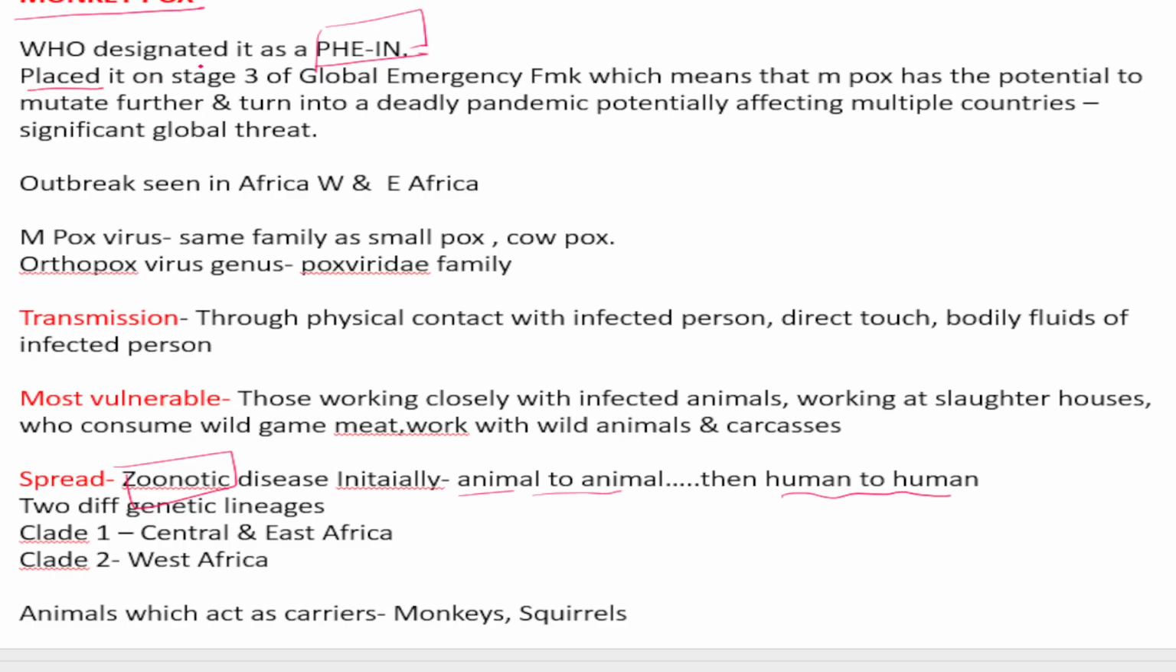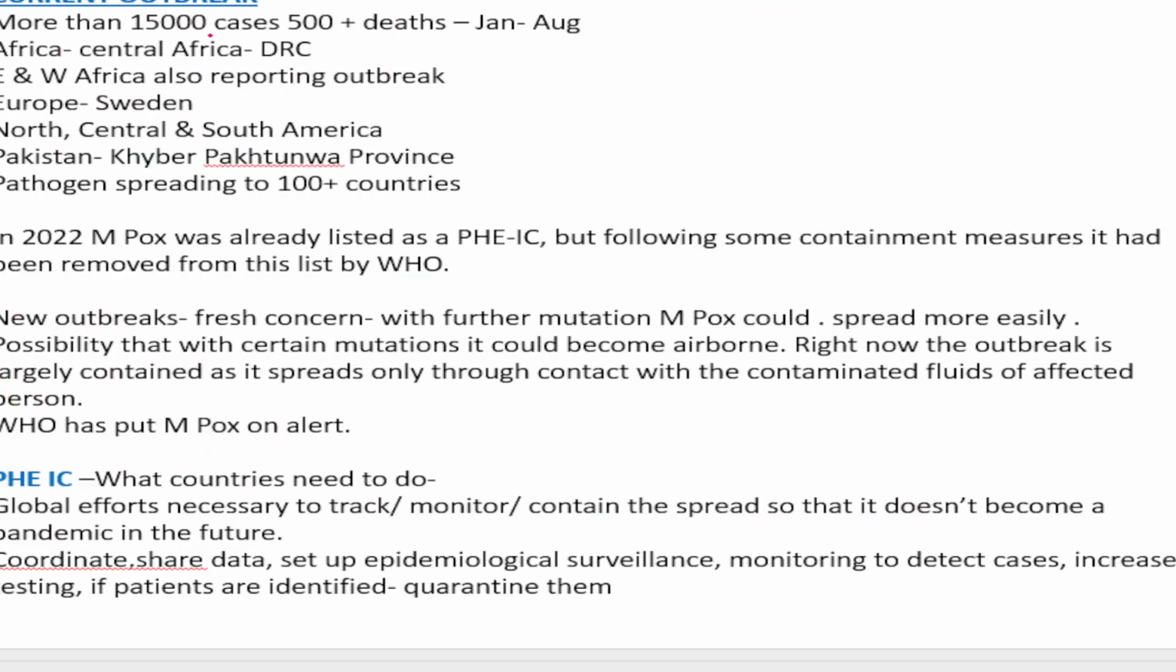WHO has placed it on stage 3 of the global emergency framework, which means that this disease, monkeypox, has the potential to mutate further and turn into a deadly pandemic, potentially affecting multiple countries and posing a significant global threat. It means that it is not already a pandemic. It has not already transformed into a pandemic, but if adequate measures are not taken, then it can transform into a pandemic.